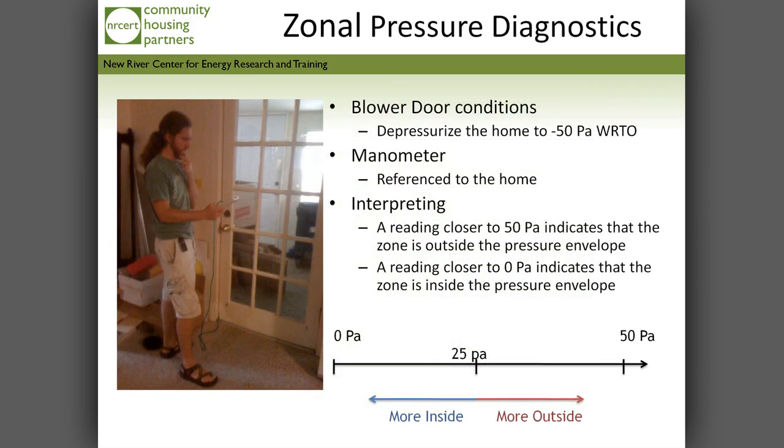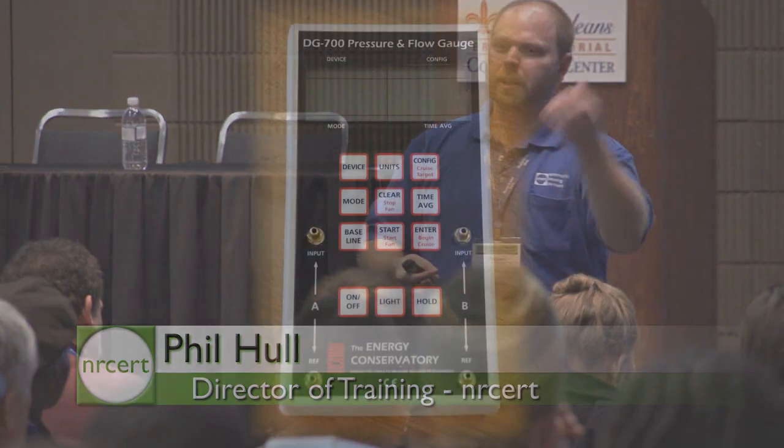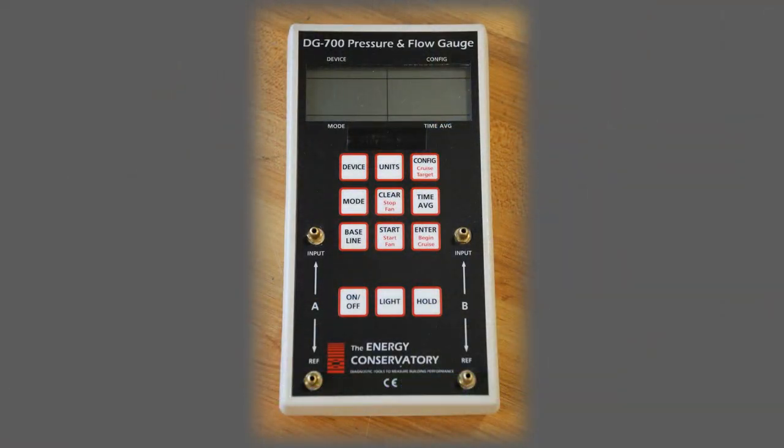So doing the zonal pressure diagnostics, we need a blower door, which we talked about. Typically, most people depressurize. That's probably the easiest, but if you can do pressurization too. Once we've got the blower door set up and the pressure between the house and the outside at 50, then we're going to use a separate manometer, or we could use the same manometer if we only have one and just detach it from the door here.